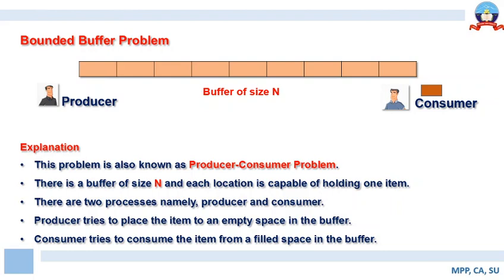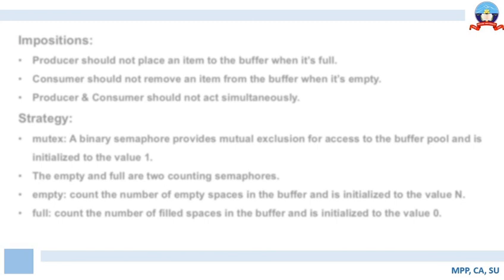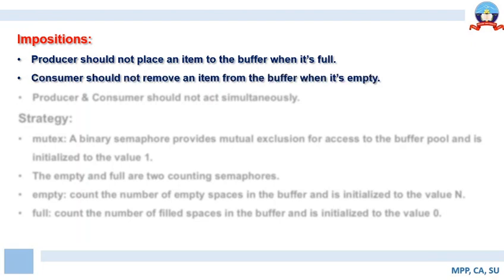Now let us go through some of the strict impositions on this particular problem. Imposition number 1 says the producer should not place an item onto the buffer when it's full. Likewise, the consumer should not remove an item from the buffer when it is empty.